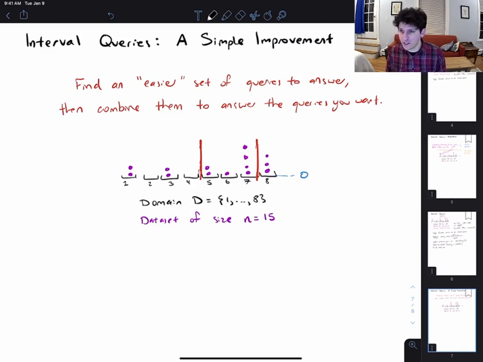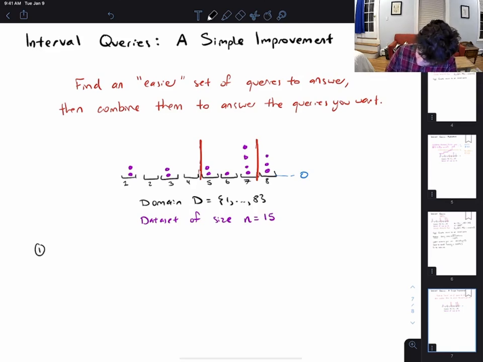So in particular, we're going to pick a subset of all the interval queries and just answer the subset. We're starting with a simpler query release problem where we only answer a subset. We're going to answer that subset with less noise, and then try to combine the answers to get the other interval queries that we haven't answered. So what's the subset going to be?